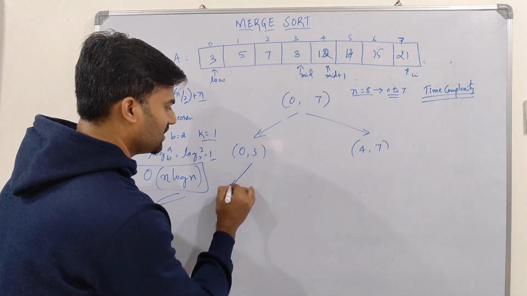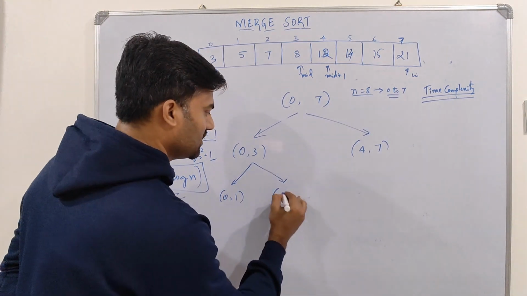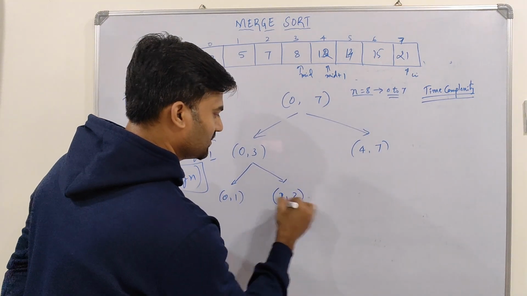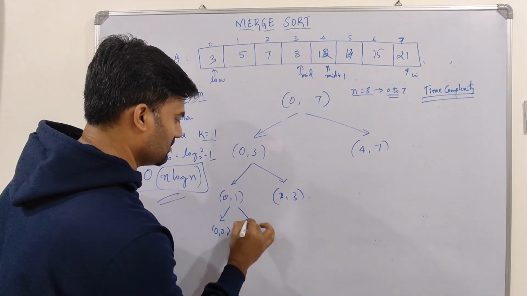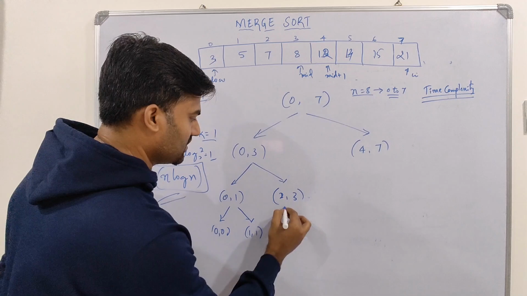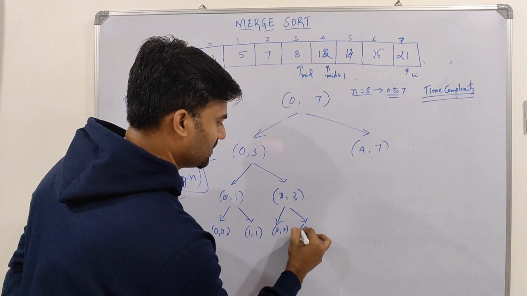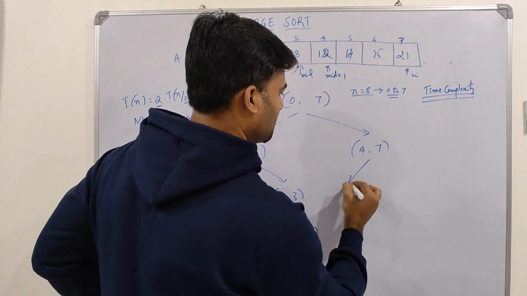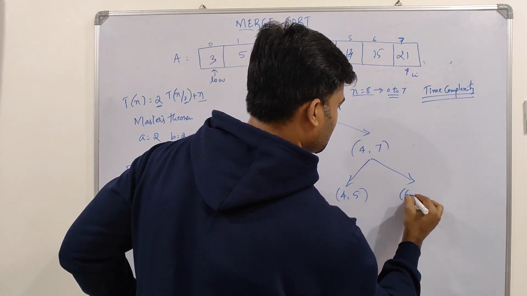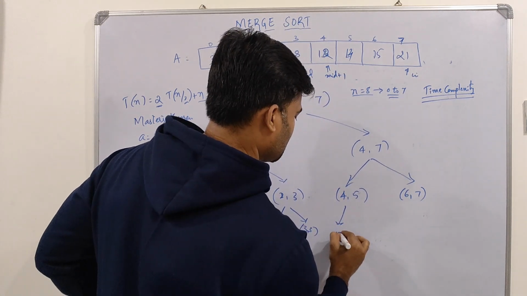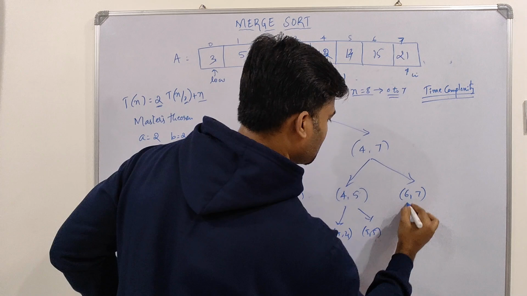Next we again divided this into 2, 0 to 1 and 2 to 3. After this, 0 to 0 and 1 to 1. This is how the division happened, 3 to 3. Similarly 4 to 7, 4 to 5, 6 to 7, 4 to 4 and 5 to 5.